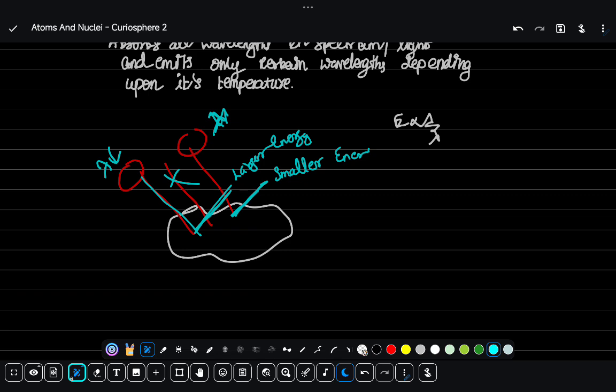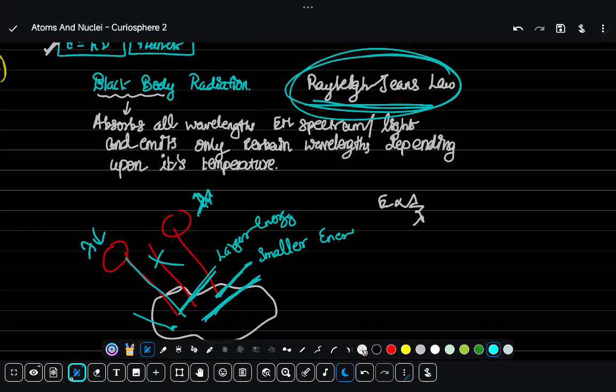According to this law, it predicted that when a UV ray strikes a black body, since it has a very small wavelength, the re-emitted energy is infinite. You get it now? When ultraviolet strikes the black body, it gets re-emitted with infinite energy. But that is not possible. It is not matching the experimental data. So there is some problem with the Rayleigh-Jeans law.